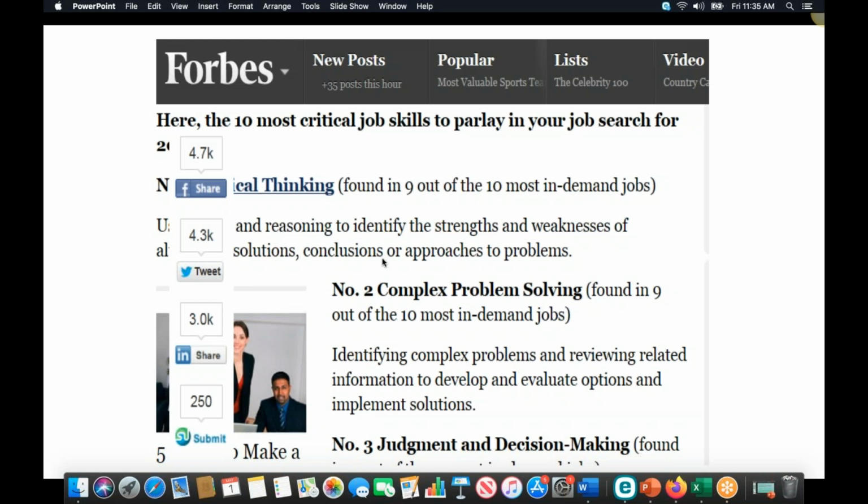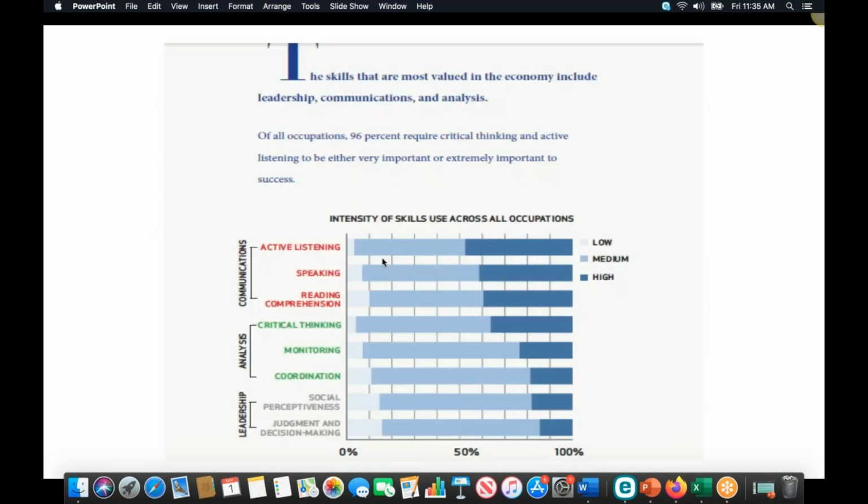Beyond that, I think of articles like the one you're looking at right now by Forbes, which asked what are the most important skill sets of the 21st century. Number one, critical thinking. Look at number 2 and 3, problem solving and judgment and decision making. Those are essentially critical thinking skills. A study came out of Georgetown University on the most important skills of the 21st century: critical thinking, top of the list, and active listening, which I found so fascinating.